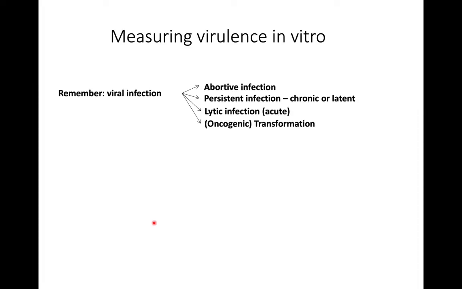So if we're going to measure the virulence of a particular virus in vitro in cell culture, we need to remember a few key things first. So in the last video, we went over the different outcomes of a virus infection. So there was an abortive infection, a persistent infection, that could be chronic or latent, a lytic infection, and an oncogenic infection. So these you should review on your own and make sure you remember what these are before continuing on.